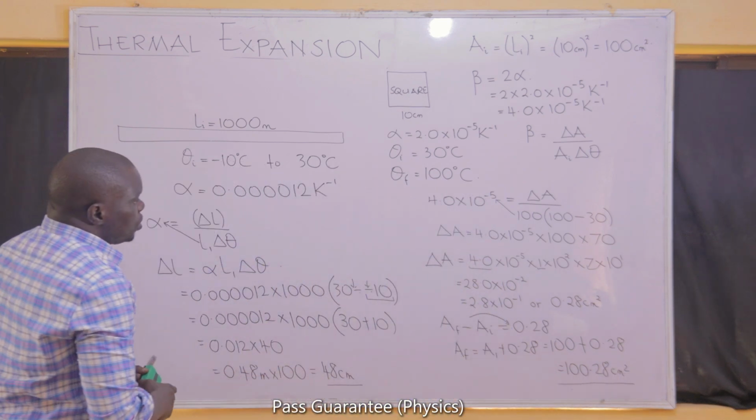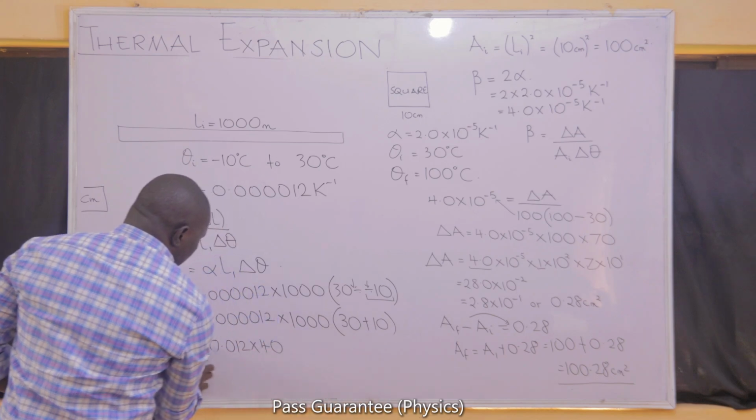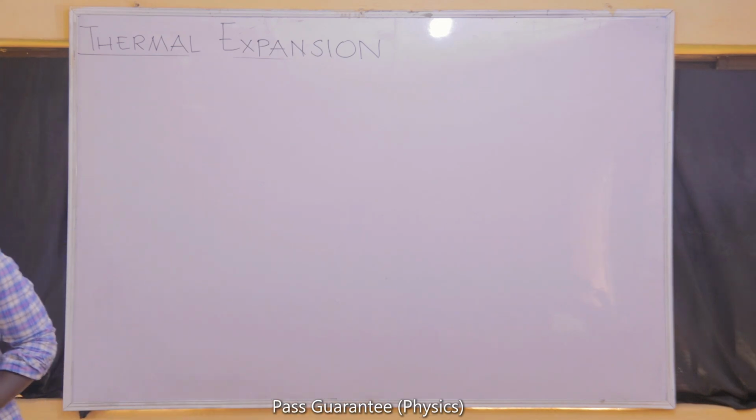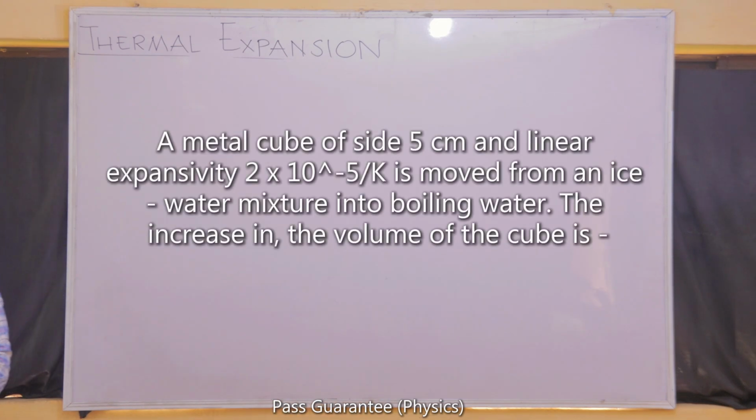We can continue with the solution of more problems. So we have a metal cube of side 5 centimeters and linear expansivity 2 times 10 raised to the power minus 5 per Kelvin, which is moved from an ice water mixture into boiling water. The increase in the volume of the cube is dash. We have a cube.